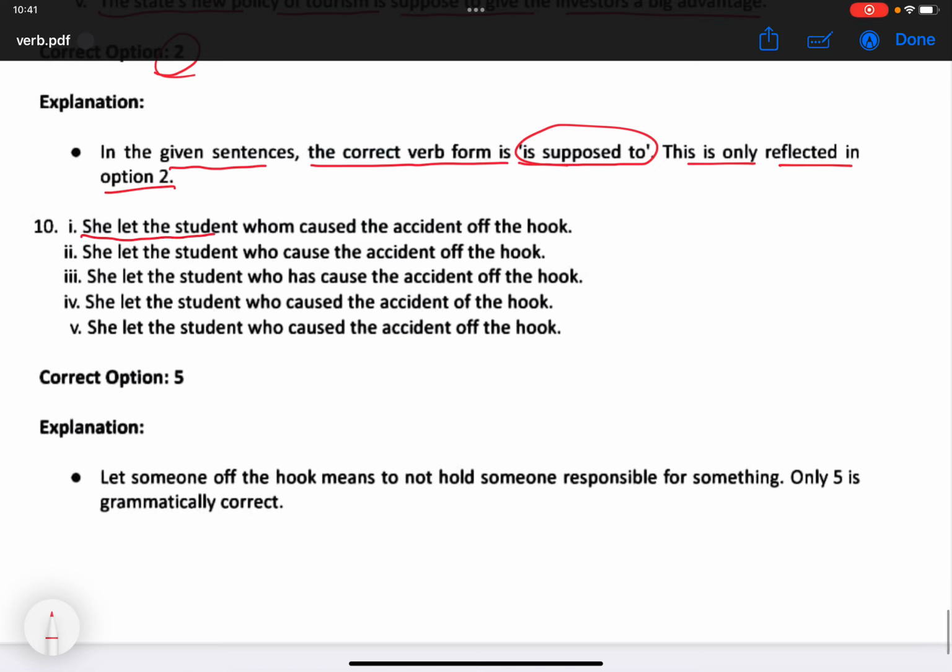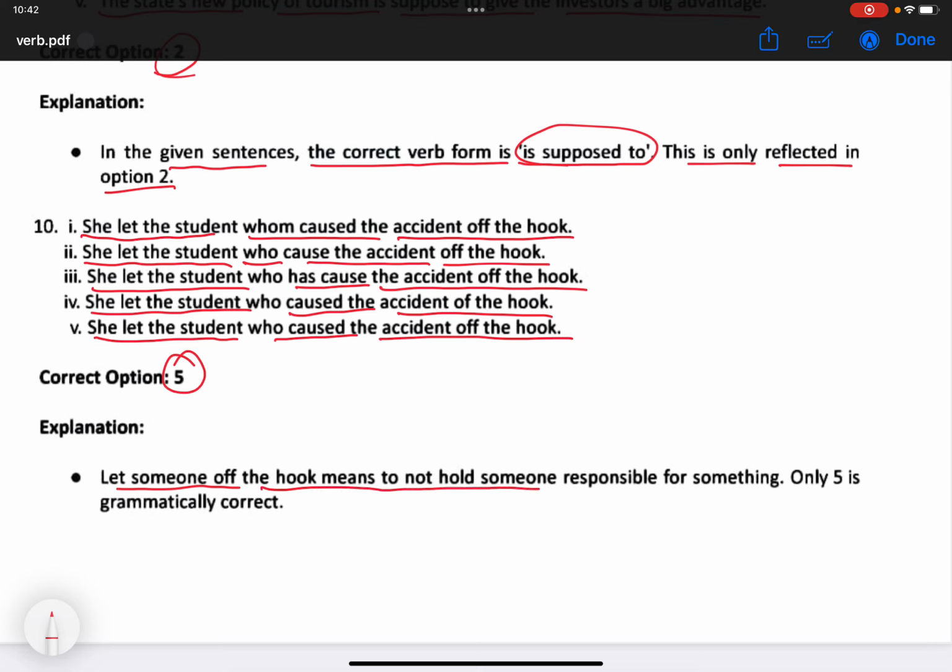She let the student who caused the accident off the hook. Option number 5 is correct. Let someone off the hook means to not hold someone responsible for something. Only 5 is grammatically correct.